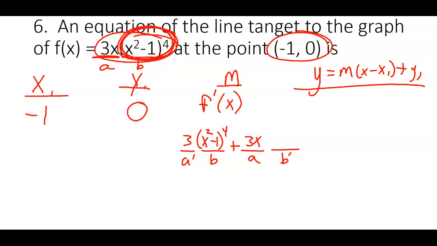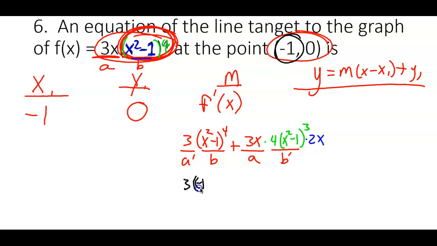Okay? We have the outside function, which is the 4th power. And then we have the inside function, which is x squared minus 1. And so the derivative of the outside is going to be 4 parentheses and then cubed. And the inside stays the same. And then the derivative of the inside is going to be 2x. So there's my slope. Well, that's not my slope. That's my derivative. To turn it into a slope, I just need to plug my x value in now.